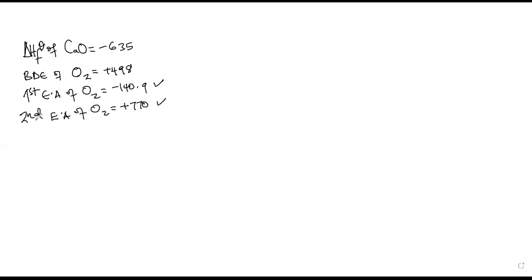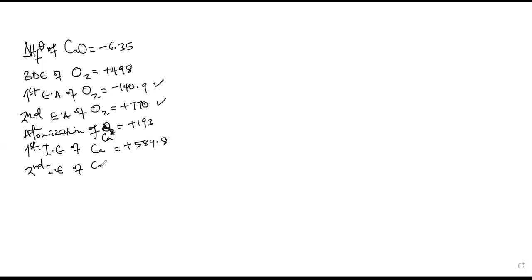Then we have the atomization energy of oxygen as positive 193. Then we have the first ionization energy, it was atomization energy of calcium as that. Then the first ionization energy of calcium is given as positive 589.8 kilojoules per mole. Then we have the second ionization energy of calcium, given as positive 1145.5 kilojoules per mole. And the requirement is to calculate the lattice energy.